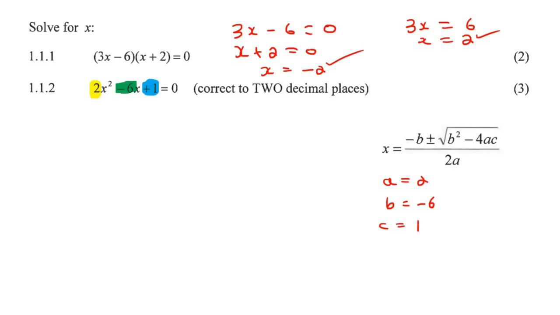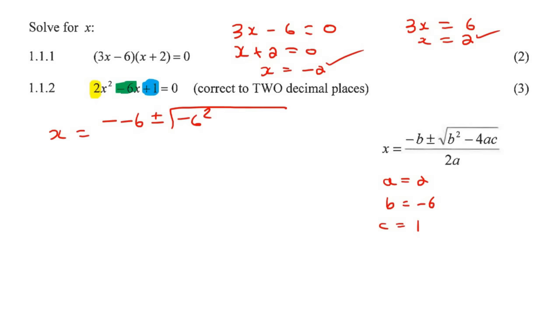x equals negative. Now don't make a mistake here. There's a negative there, but then the b is also a negative. So you're going to have something like that. You can put it in a bracket if you want to. You don't have to. But where you should put a bracket is for the b squared. So put negative 6 in brackets. If you do it without, you're actually going to get it wrong. It's not going to work out. You must put that one in brackets.